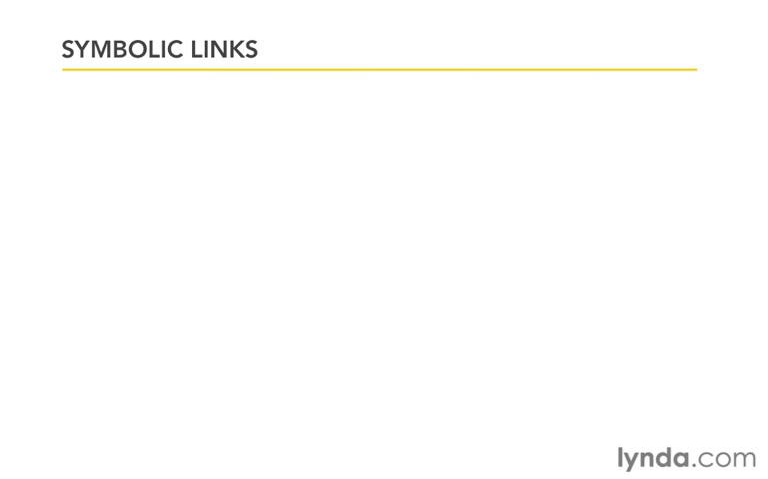In this movie, we're going to look at what's called symbolic links. These are also called symlinks for short, so you'll often hear me just say symlink. We create them the same way as we do the hard links. We just use ln, short for link, but we use the -s option to indicate that it's a symbolic link.